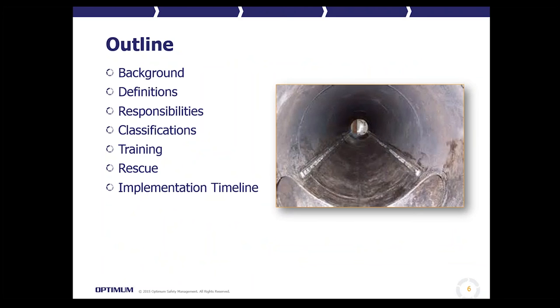Okay. Good afternoon, everyone. As Steve alluded to, we're going to be going through the outline for construction in confined spaces. So here's what we've got coming for you this afternoon. First, we're going to look at some background information. Then we'll take a look at definitions, talk about responsibilities for each entity involved on a site where there are confined spaces. We'll look at classifying a confined space. We're going to talk about the training that's required for all facets of work around confined spaces. We'll look at rescue and what's required with that. And then lastly, we're going to talk about the implementation timeline. So when is all this due?